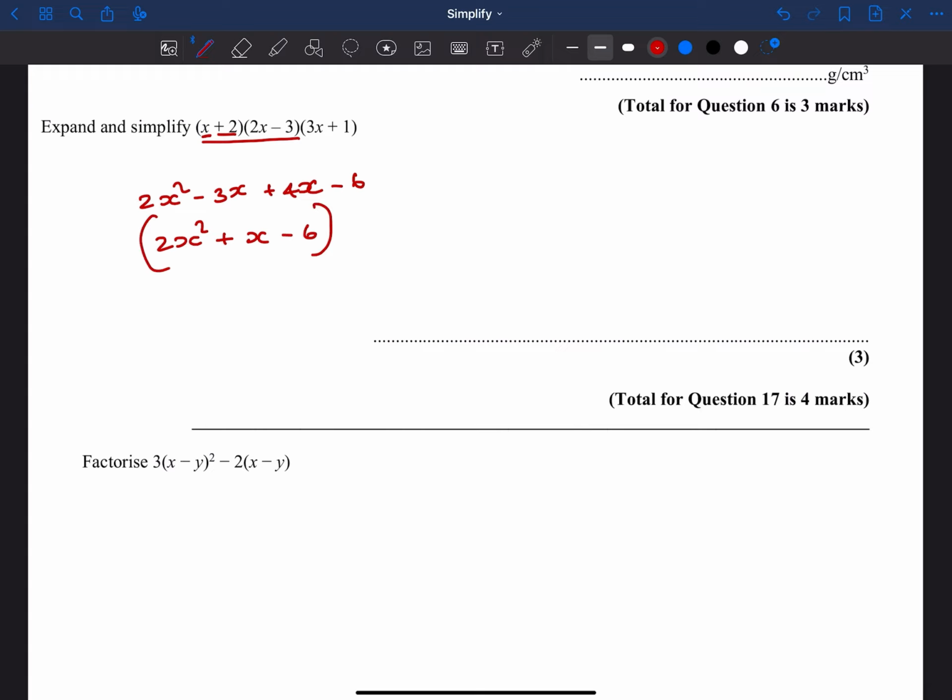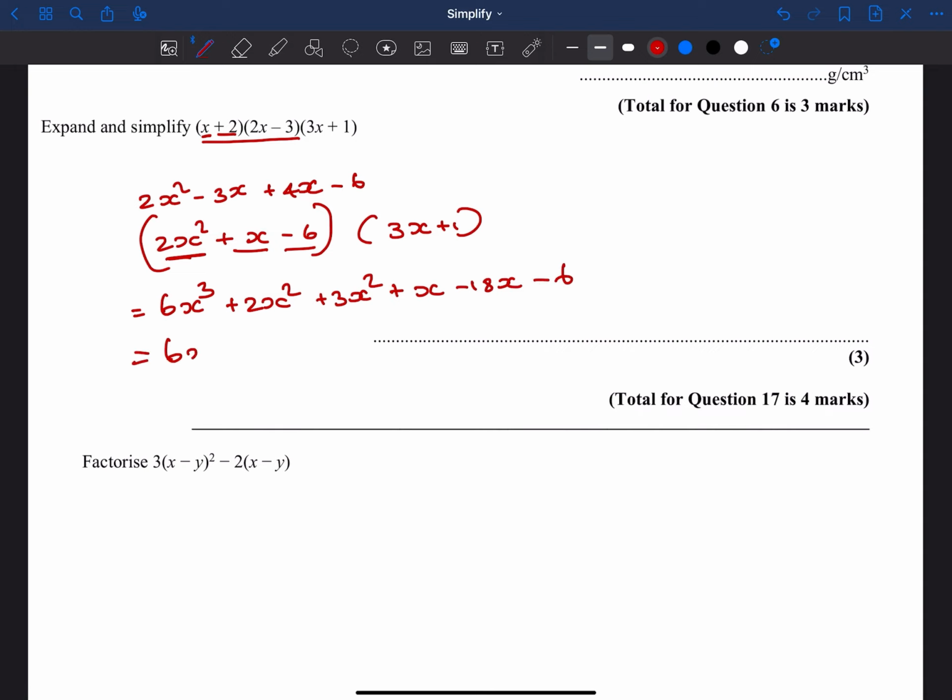Put a bracket here. I'm just going to do the other one, 3x plus 1. Always start with this one. So 2x squared times 3x gives me 6x cubed. Then 2x squared times 1 gives me plus 2x squared. Then let's start with the plus x. Plus x times that, which is plus 3x squared. Plus x times that, plus x. Minus 6 now. Minus 6 times 3x is minus 18x. Minus 6 times plus 1 is minus 6.